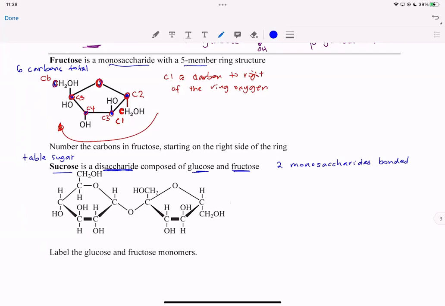So here you have, this is the glucose, the 6-member ring. That's this one. And then the fructose is the 5-member ring. And that's this one.